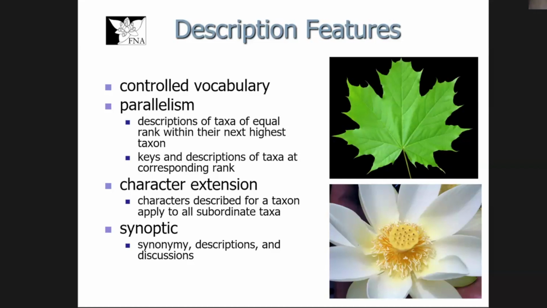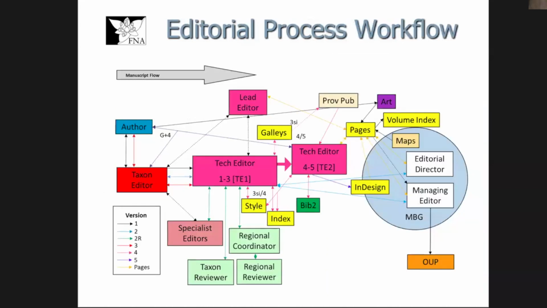Also, character extension. We assume that a character described for a taxon applies to all of its subordinate taxa. All this means is if you say family X has a superior ovary, all of the subordinate taxa, the genera, the species, have a superior ovary unless you state otherwise. And that saves a lot of repetition. And then this is intended to be synoptic. We're not intending for this to be the last word, but certainly an important part of it.